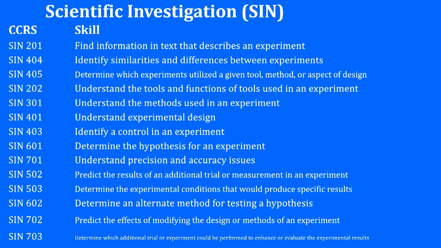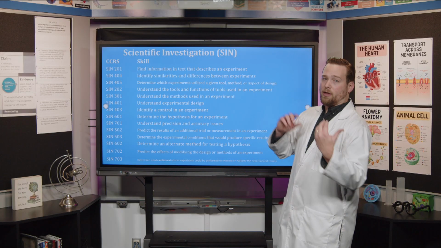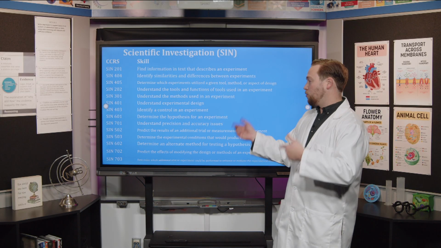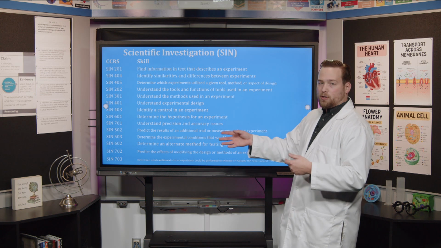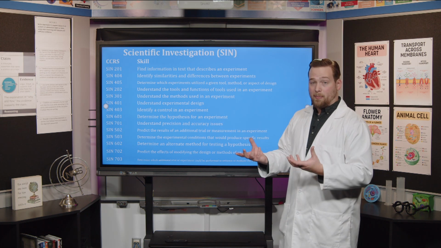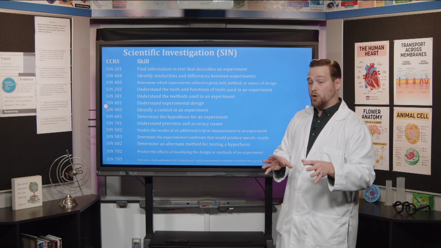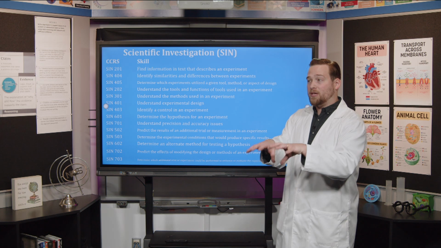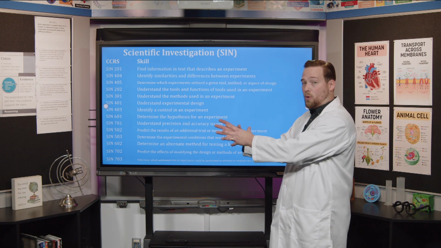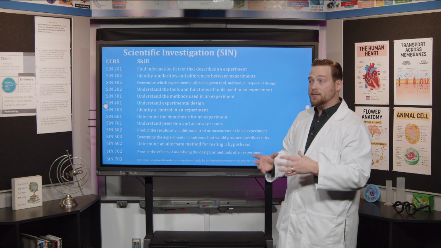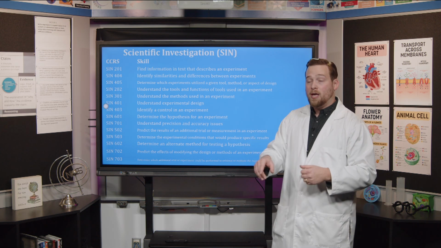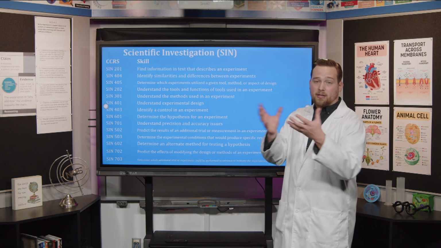So SIN 702 says predict the effects of modifying the design or methods of an experiment. So you can see that for the more difficult ones, like we saw in the last reporting category, we're seeing it down here too. The more difficult ones are asking you to predict information. What that means is that the information is really not on the chart or in the passage somewhere. You have to use the information that you're given and kind of synthesize a new answer. That's why those are the more difficult ones, because it's not just something you can point to. You kind of have to use the information available and then come up with the best answer.